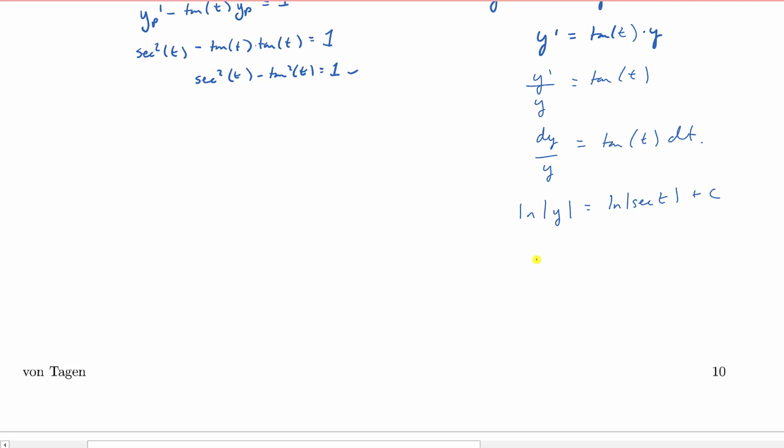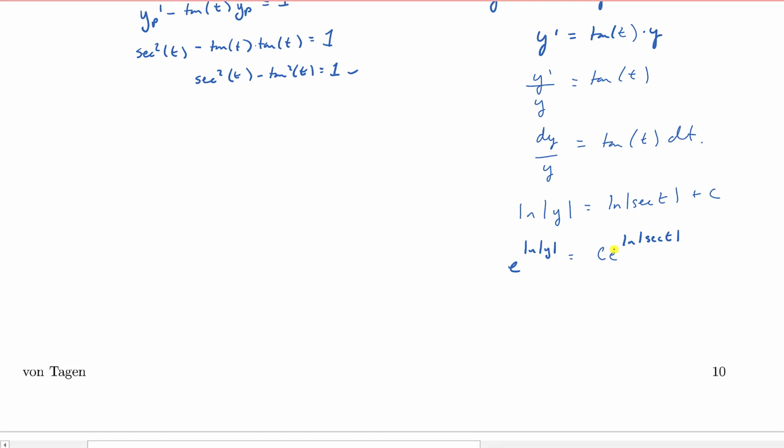Raising both sides over e, let's write it this way just so we don't do too many steps at once. So we get e to the natural log of the absolute value of y is equal to c e to the natural log of the absolute value of secant t, where we absorb this constant as you've seen me do in a few other examples.